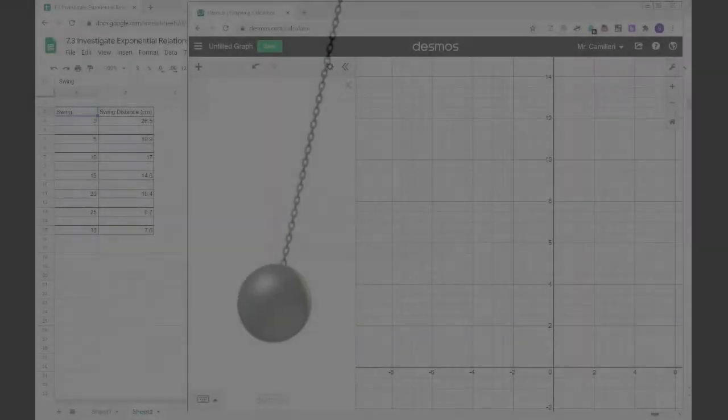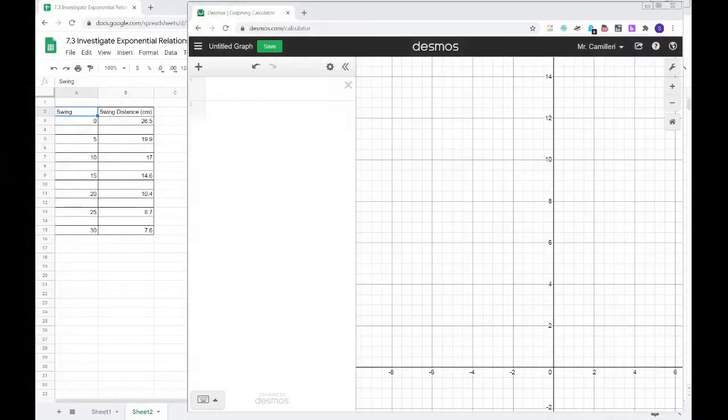So I have some data here from an experiment, and this experiment involves swinging a pendulum back and forth. As the pendulum swung back and forth, its swings were smaller and smaller with each successive swing. So the data here is given for the initial swing and every fifth swing after that. So we're interested in what the relationship is between the swing and the swing distance. So I'm going to graph it and just see what I get.